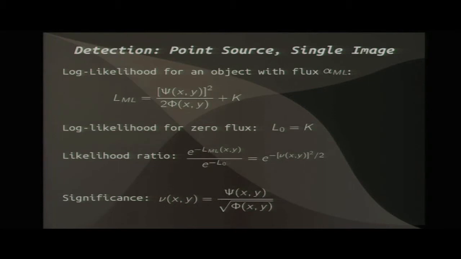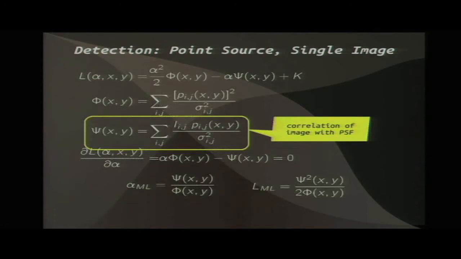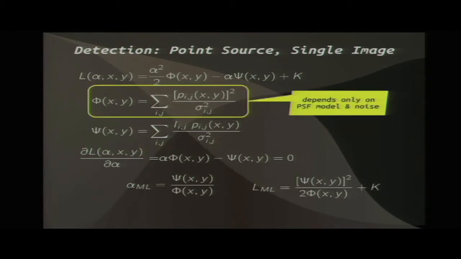And so when someone says, this is the 5 sigma point source detection limit, this is the significance they're actually talking about. Now, there's a lot of assumptions that went into that, and maybe some dubious statistics if you're a Bayesian purist, but this is the definition that has become the standard one. And the point I wanted to make here is that this thing that was in the numerator is just a correlation of the image with the PSF, and the thing in the denominator depends only on the PSF model and the noise. It doesn't actually depend on the image data.